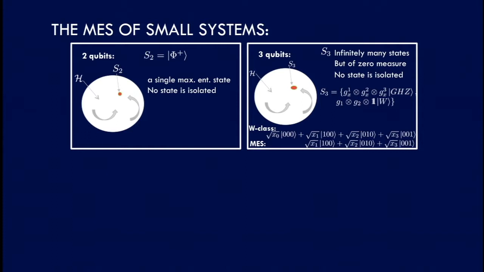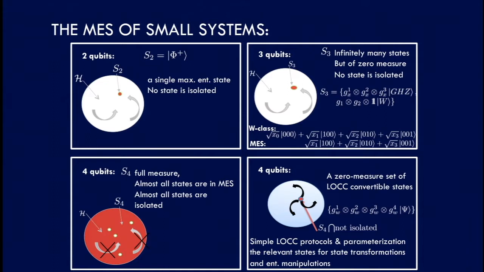Now, what happens if we add another qubit? We get again such a drastic change as from here to here, because all of a sudden we have the whole Hilbert space. What you can show is that for four qubits, the MES, the maximal entangled set, is of full measure in the whole Hilbert space, meaning that you need almost all the states in your Hilbert space in order to reach the whole Hilbert space. So there are very few states that are reachable from some other state.